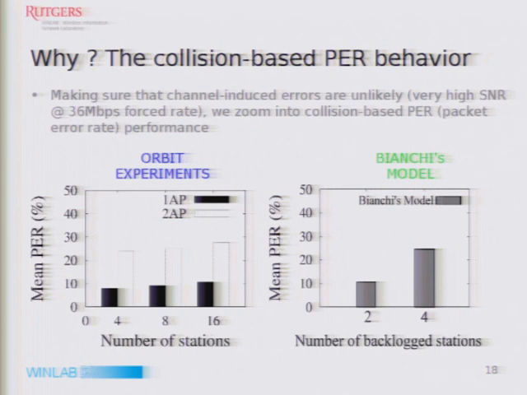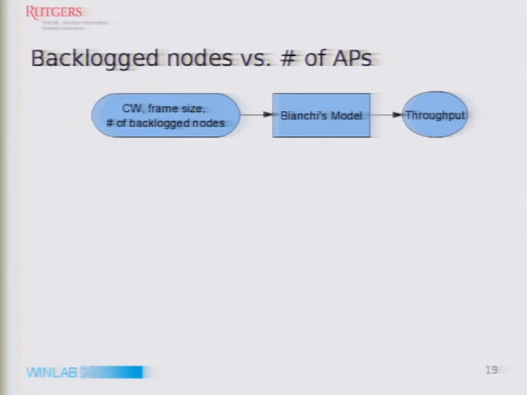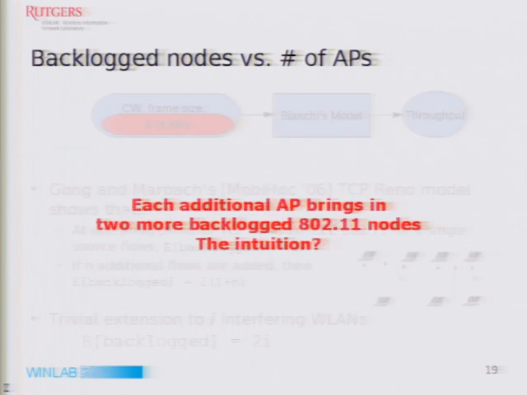So you have a single access point, that means 2 backlog stations. You have 2 access points, that means 4, and so on. So what this insight actually provides us with is quite strong. We'll use it as one of the solutions to essentially fix our contention window scheme.